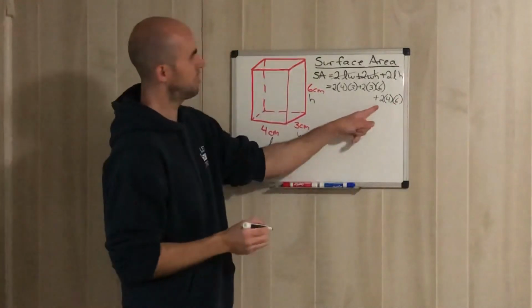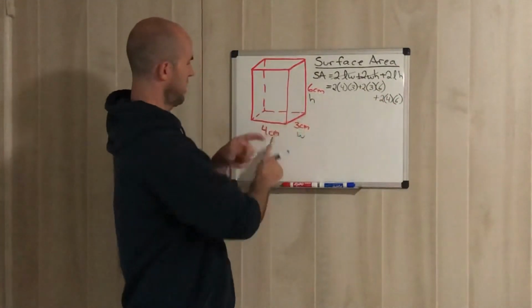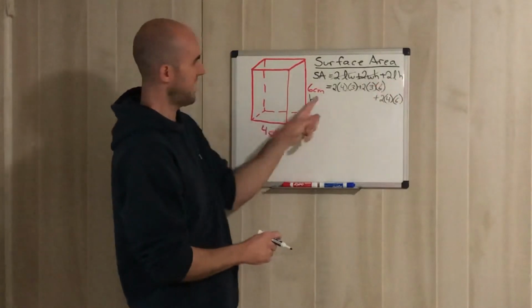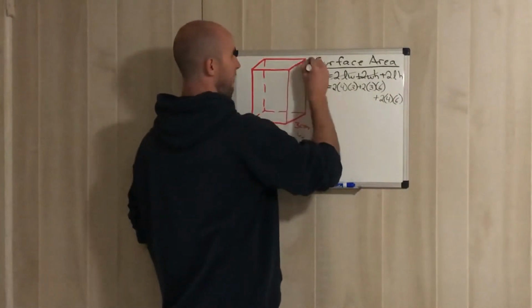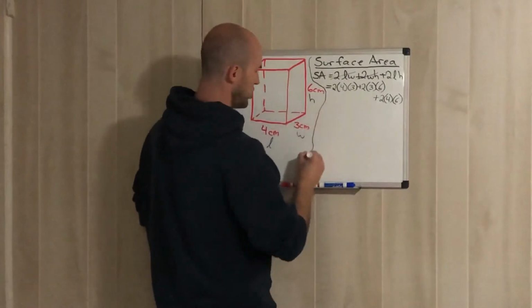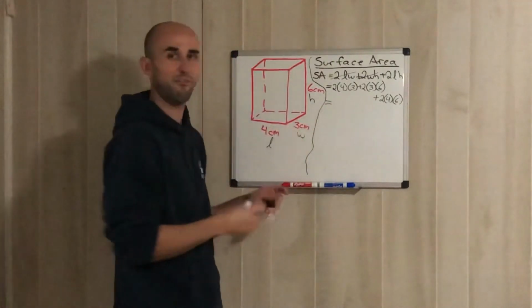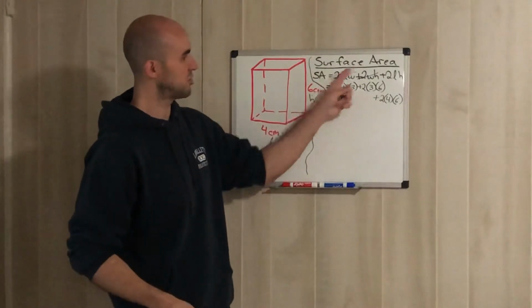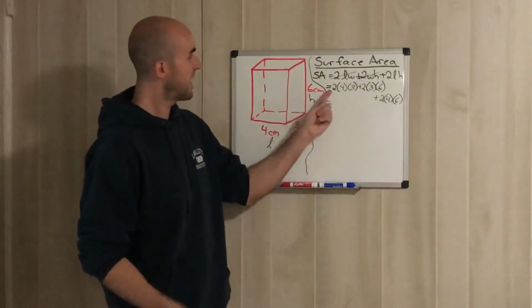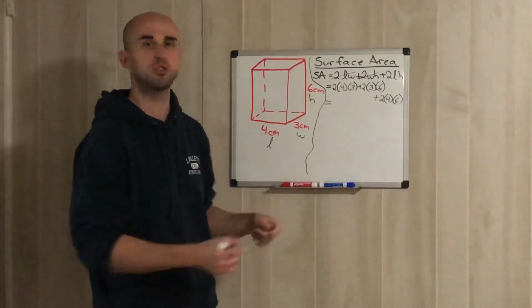Okay. 2 times length times height. And now once we have all of that, it comes down to substituting everything and simplifying. So what we're going to do is work our way through it, simplifying. And whenever we have numbers next to each other, it's just multiplying.